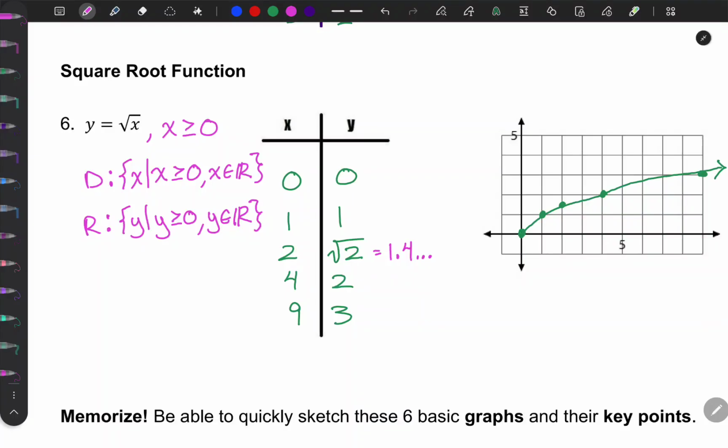And now we decide what kind of a function it is. So clearly it passes a vertical line test, and it also passes a horizontal line test. For any x value, there is only one y value. For any y value, there is only one x value. This means it is a one-to-one function.